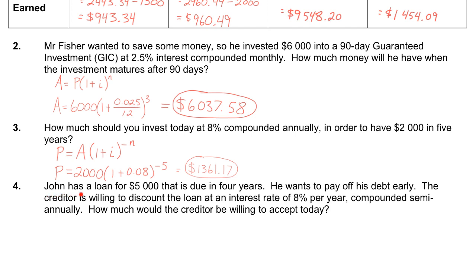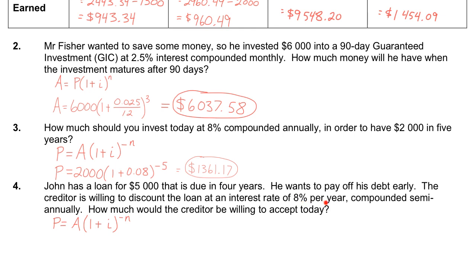Next example, John has a loan for $5,000 that is due in 4 years. He wants to pay off his debt early. The creditor is willing to discount the loan at an interest rate of 8% per year, compounded semi-annually. How much would the creditor be willing to accept today? There's that key word again, today. That means we're looking at a present value problem. So we're going to use our formula to calculate present value.